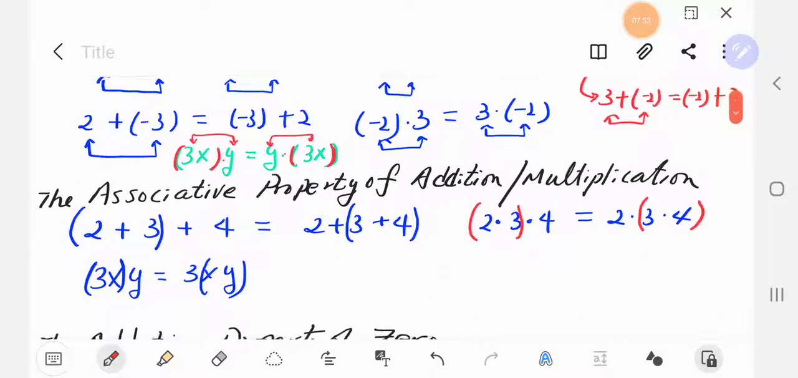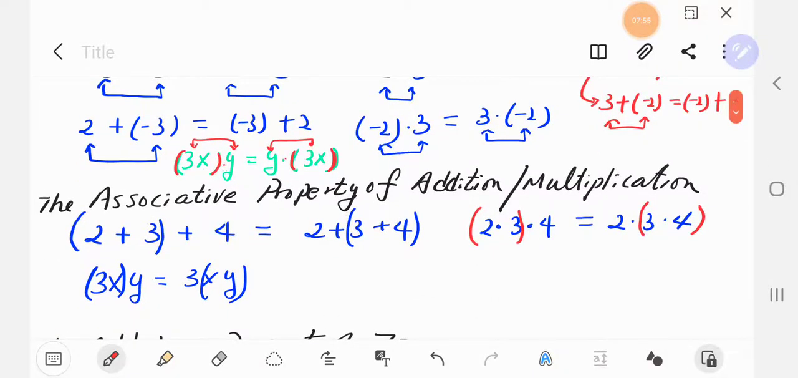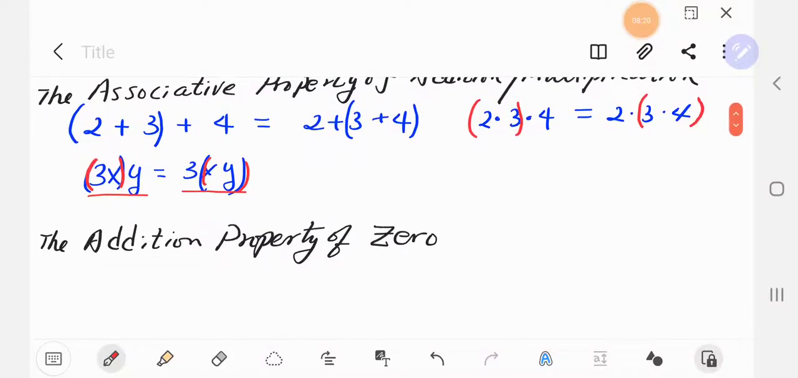In order to satisfy the associative property, 3xy must stay exactly the same on the right side as well. So 3xy, then we must have 3xy. So something like this. 3xy, 3xy. And then you are grouping differently. Then this is the associative property of multiplication. Okay, hope you get this.